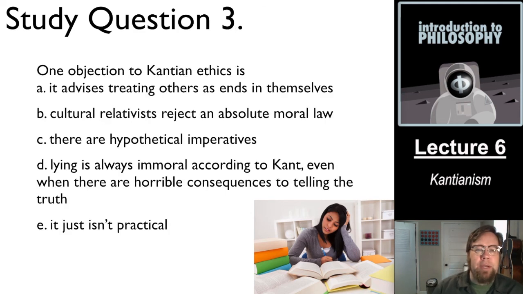Study question 3. One objection to Kantian ethics is: A, it advises treating others as ends in themselves. B, cultural relativists reject an absolute moral law. C, there are hypothetical imperatives. D, lying is always immoral according to Kant, even when there are horrible consequences to telling the truth. E, it is impractical.